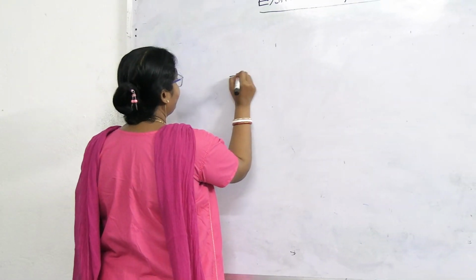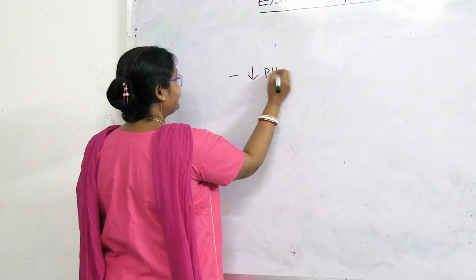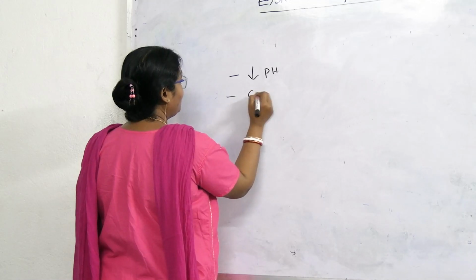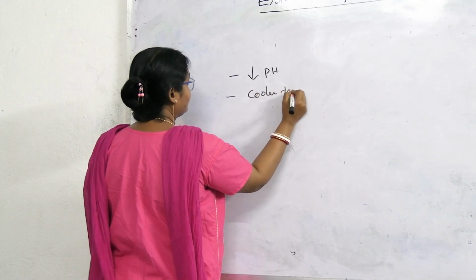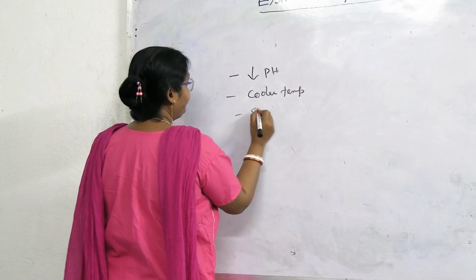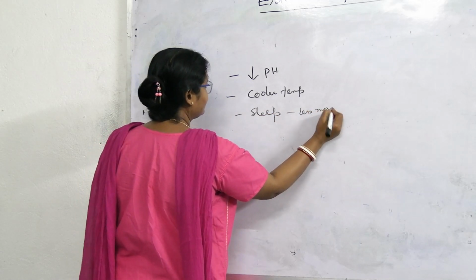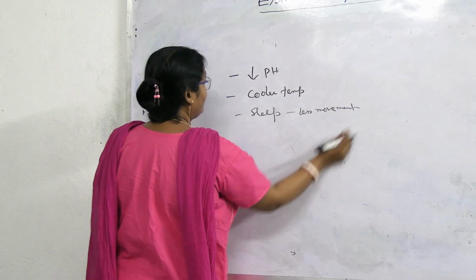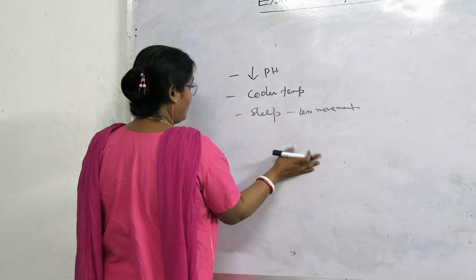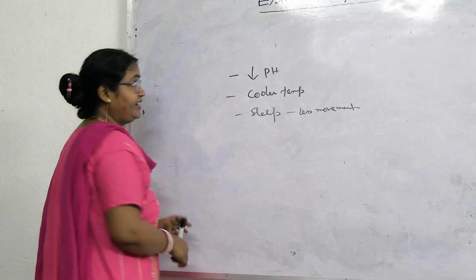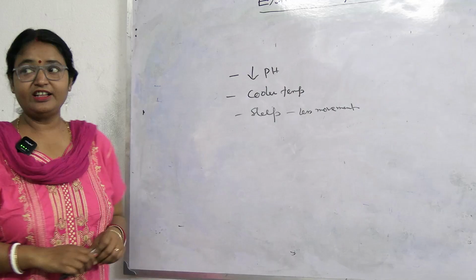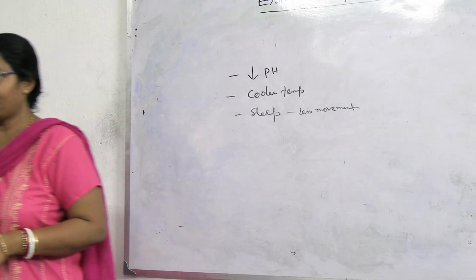Why does it happen? Decreased pH, cooler temperature, during sleep less movement, all that will precipitate uric acid crystal formation in the joint and cause inflammation.